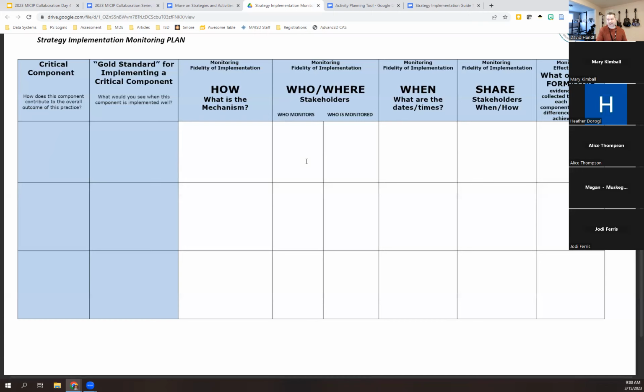So I know I harp on that a lot, but if you end up with 5 goals and 5 strategies in each one, now you're at 25 things that you have to monitor. And each one of those strategies might have 3 or 4 critical components. So you're up to 75 to 100 things you're trying to monitor. It's just not possible. Even if you try to distribute that leadership, it's almost impossible to monitor 75 to 100 things in a school year.